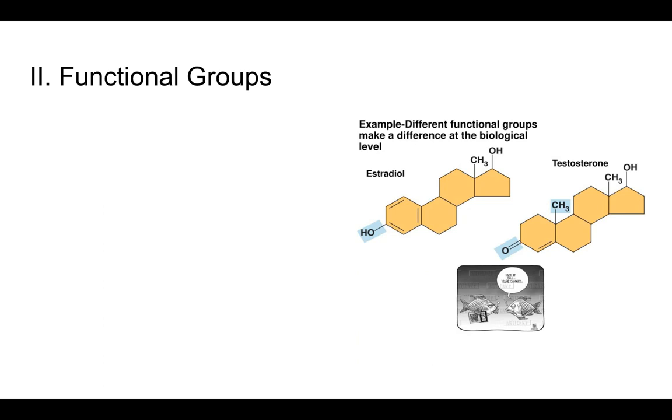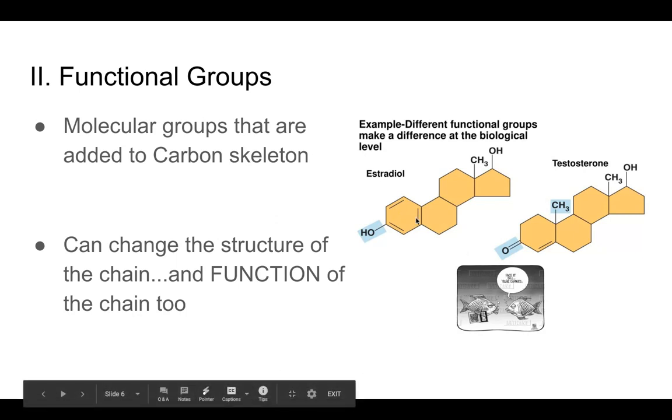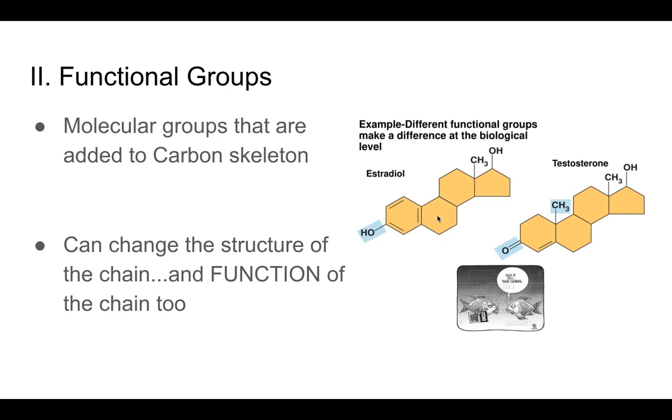Last little section here, let's talk about functional groups. So, functional groups are these sort of collections of molecules that are attached to a main carbon skeleton. And so, this is a great example. These four rings over here, think of that as like the base structure of this molecule. And so, they share that in common. They both have these four yellow rings. But then look up here, there's an OH.